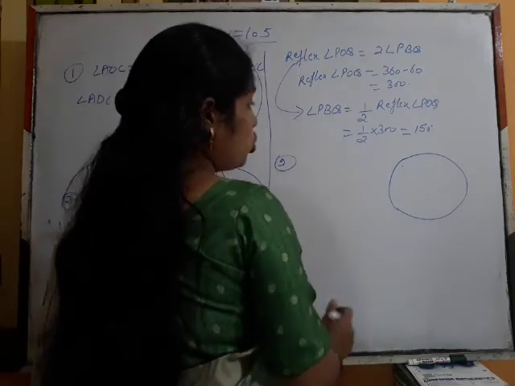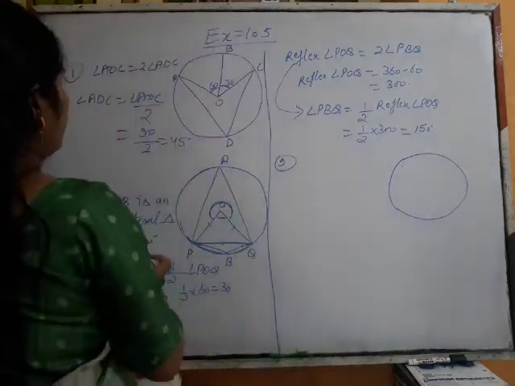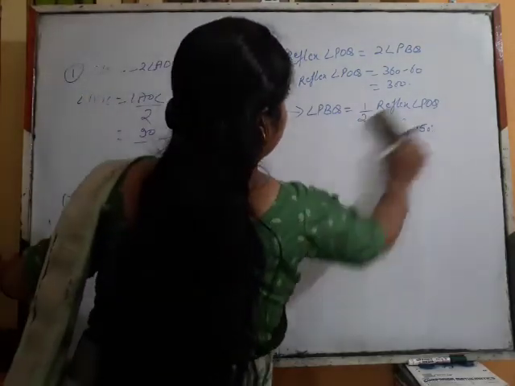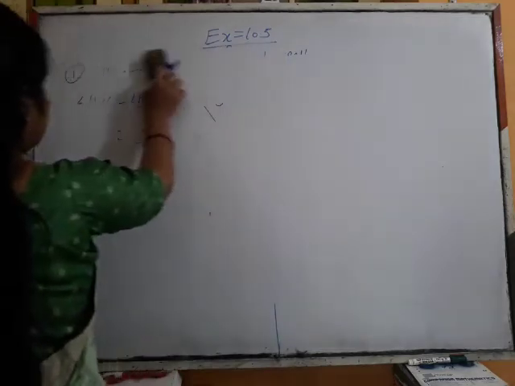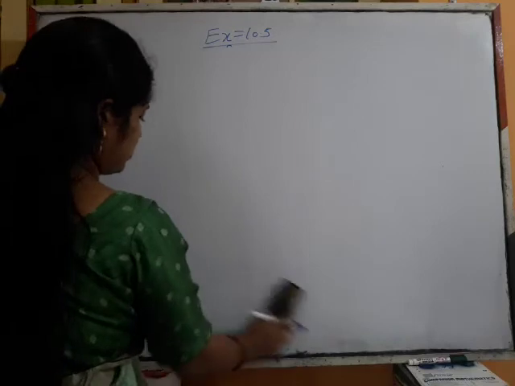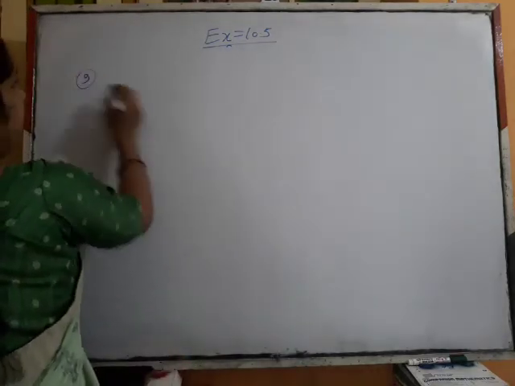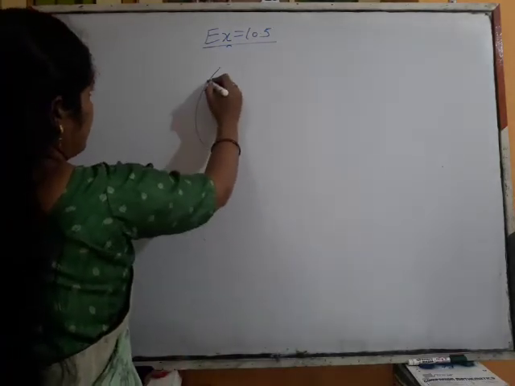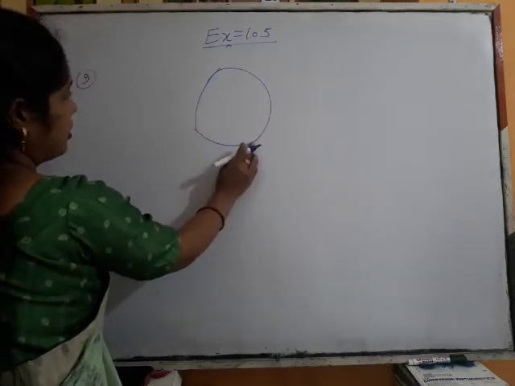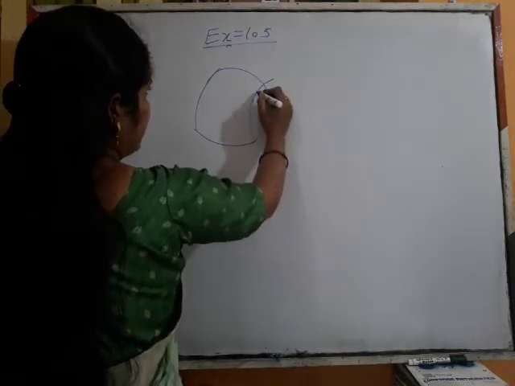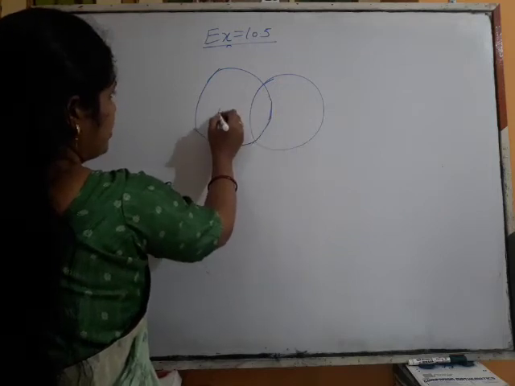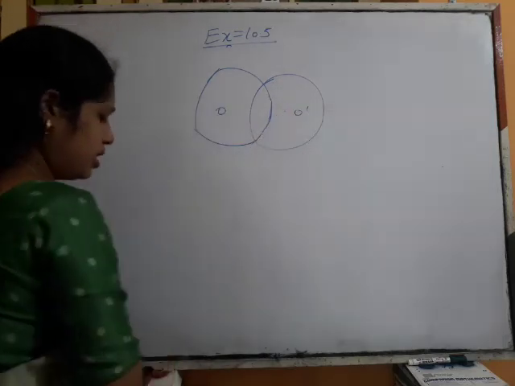Okay. Two circles are intersecting. Let me make this figure this side. Question number 9. This is one circle and this is another circle. This is with center O and this circle is with center O dash.